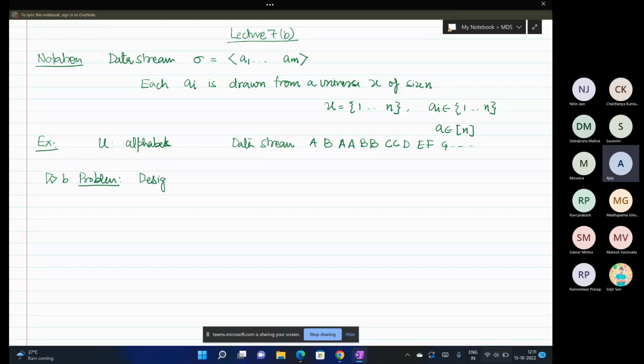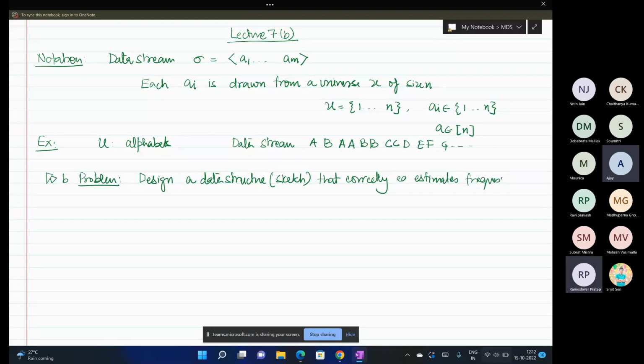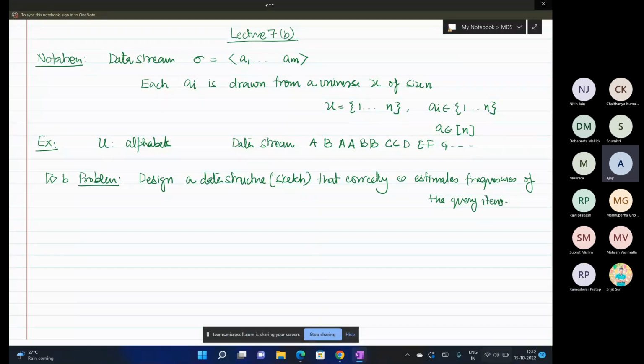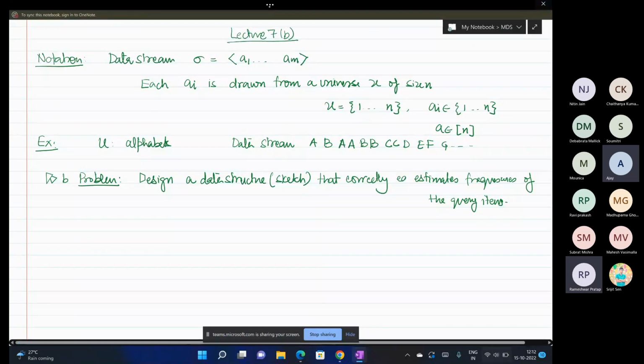Design a data structure or sketch that estimates frequencies of query items. So is the problem statement clear?